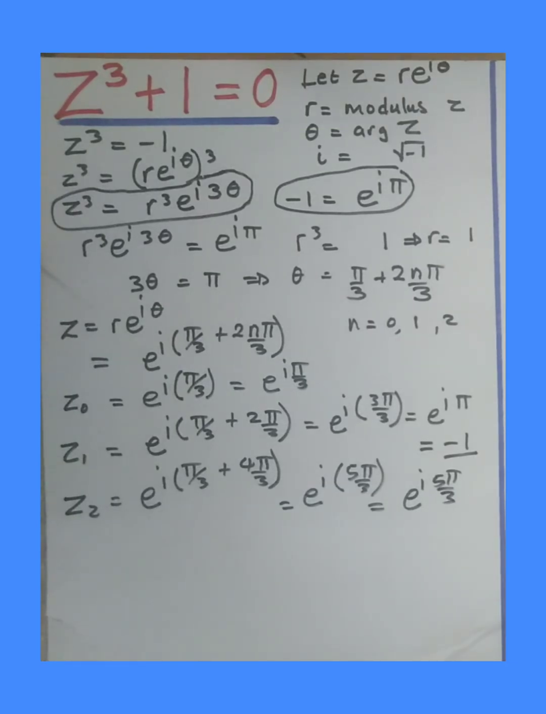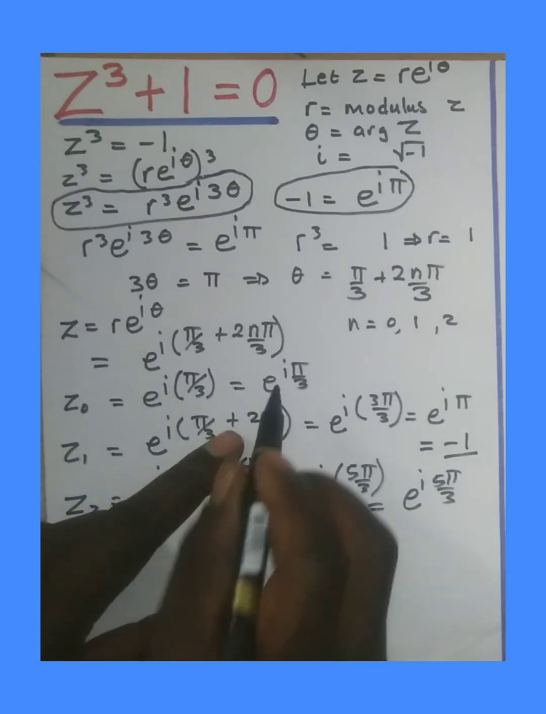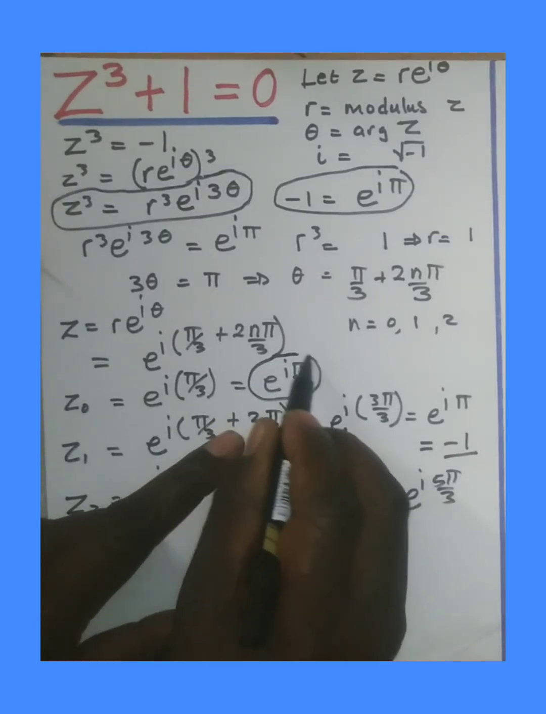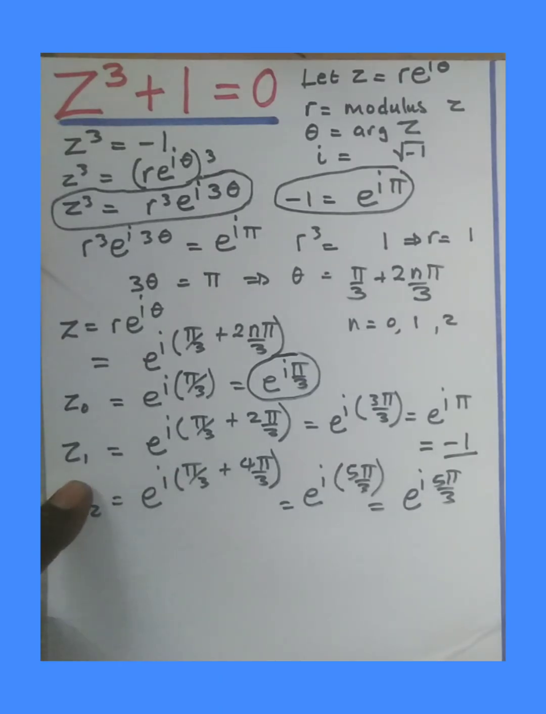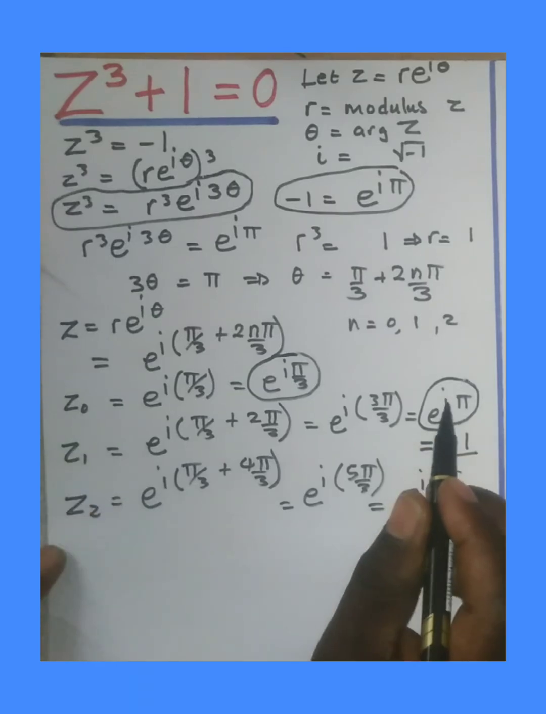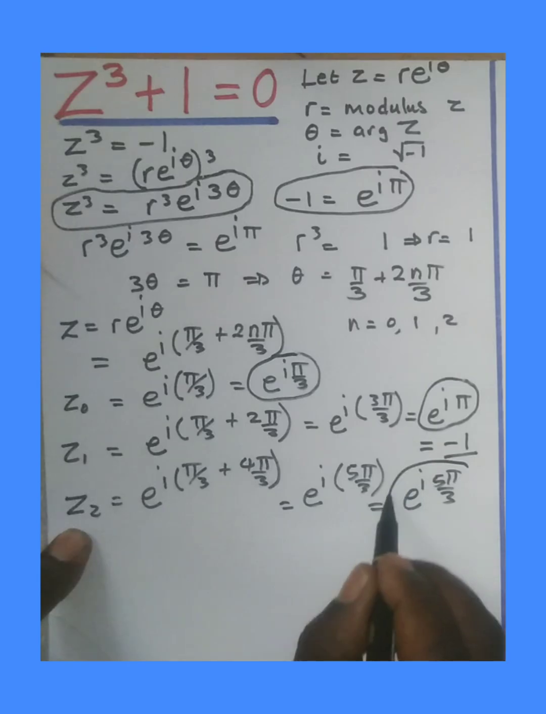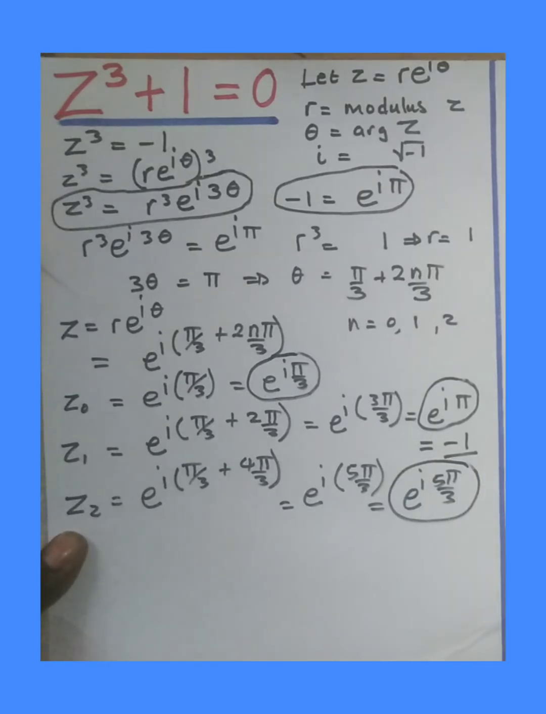So our z, where z cubed is equal to minus 1, gives us 3 cube roots, of which the first one, corresponding to n is equal to 0, is this one here. The second one, corresponding to n is equal to 1, is this one here. And lastly, the last one, corresponding to n is equal to 2, is this one here. So these are the 3 cube roots.